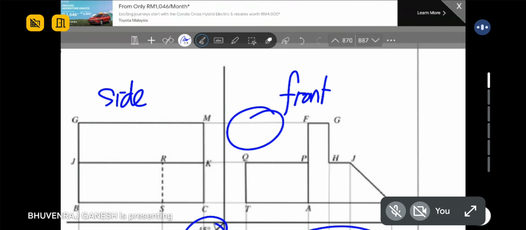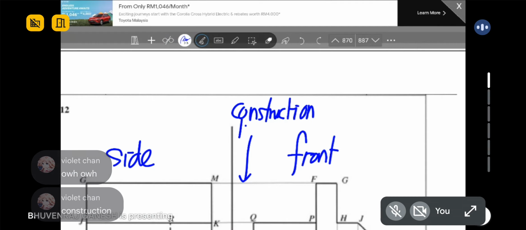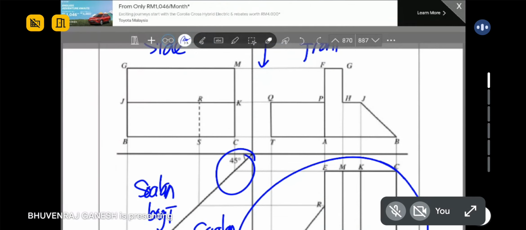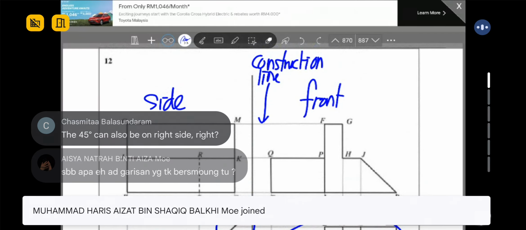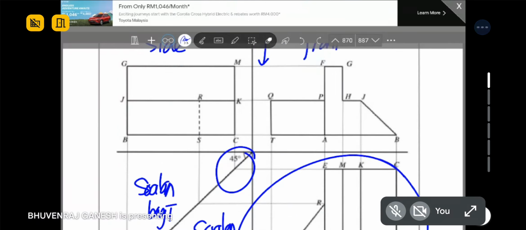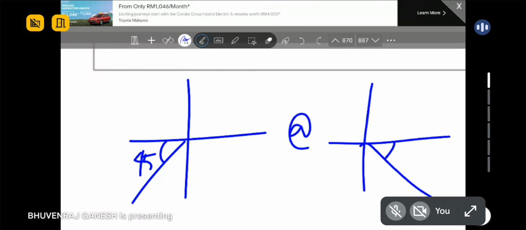Which one? This line? Yes, this one is called the construction line, or garis binaan. Basically it is to combine all the elevations. The construction line is for you to connect the plan to the front to the side. Dia nak hubungkan semua dongakan sisi, hadapan dan plan. There are two options, guys: you can draw it like this 45 or like this 45. So you can have two answers. Dua jawapan.